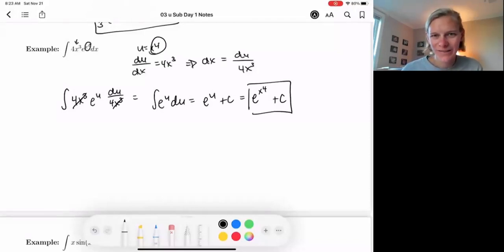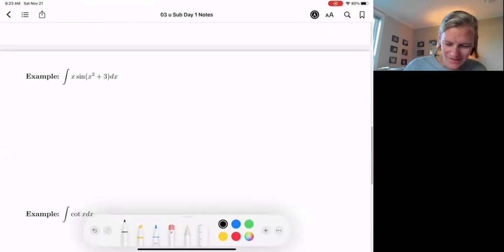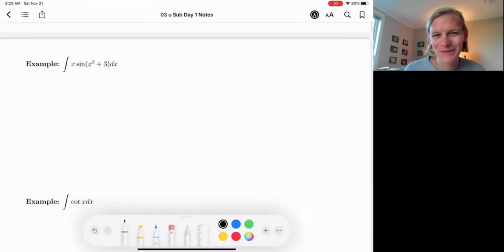Remember, you can always check your answer by taking the derivative of this expression. When you take that derivative, you'll need the chain rule, and hopefully you should get back to our original expression. Okay, so you should try this one. What's u going to be? What's du?